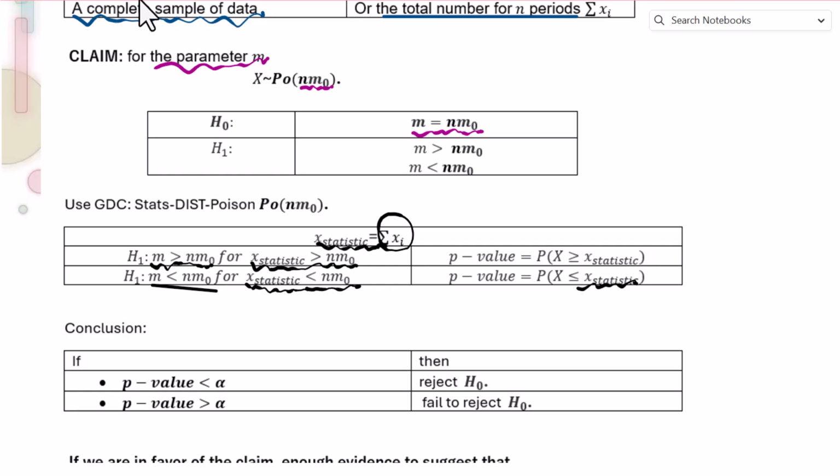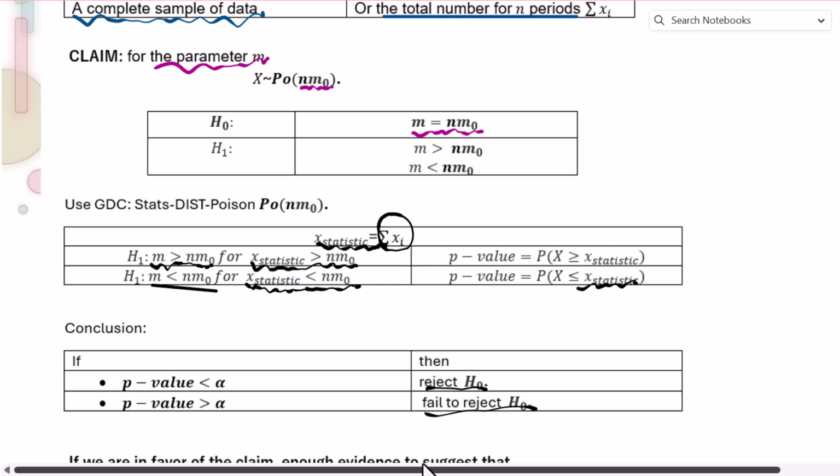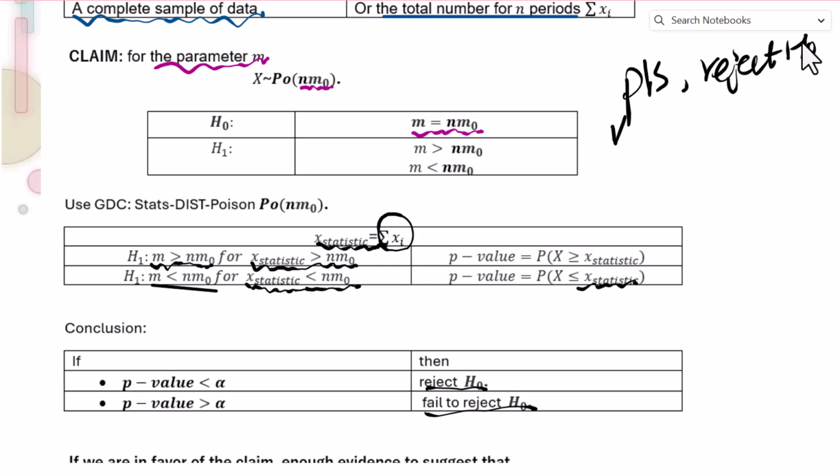Conclusion: if p-value less than alpha, reject H0. P-value greater than alpha, fail to reject H0. Just remember, "P low, reject H0": P is the p-value, L means less than the significance level alpha, reject H0.